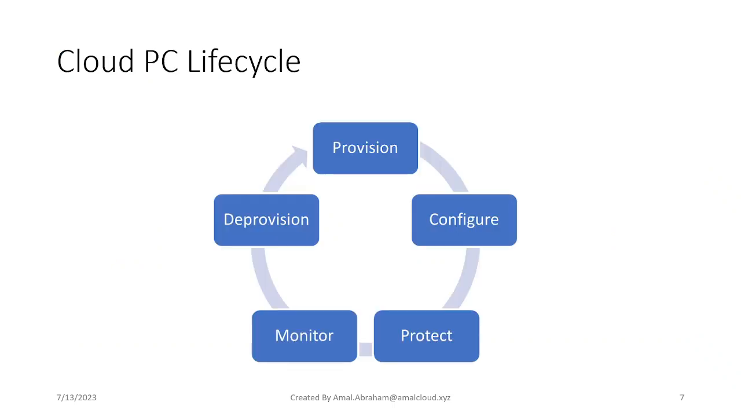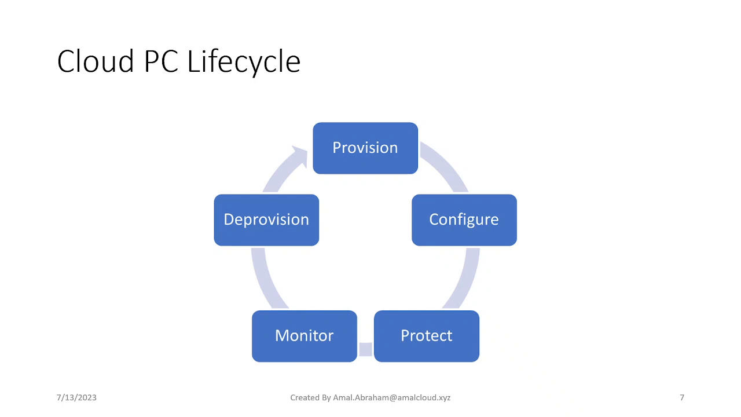Let us now talk about the Cloud PC lifecycle. So, in a Cloud PC lifecycle, like any other traditional lifecycle, you basically have provision, you have configure, you need to protect your VM, you need to monitor it, and you need to deprovision it. So, let us start with what is provisioning of your Cloud PC, right? For Cloud PC provisioning, you have two steps. One is you assign a license to the user, and you add that user or the AD group to a provisioning policy.